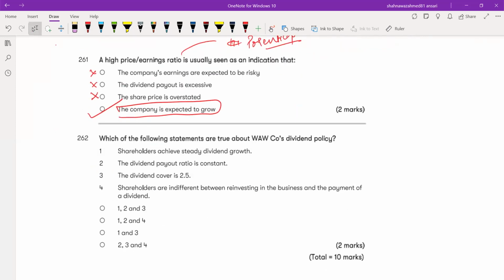Which of the following statements are true about the company's dividend policy? Shareholders achieve steady dividend growth.